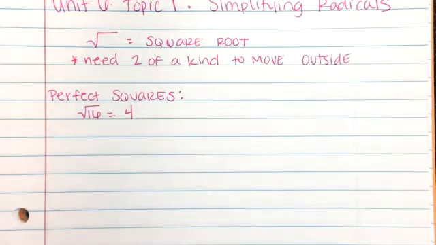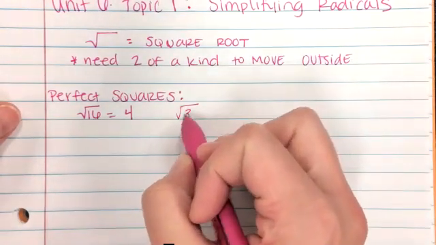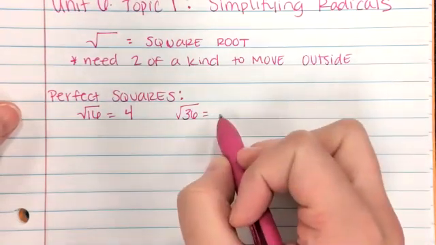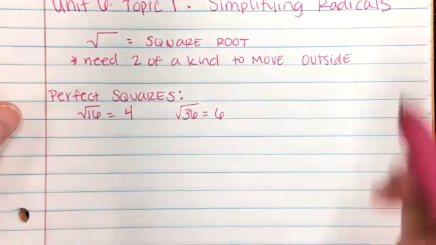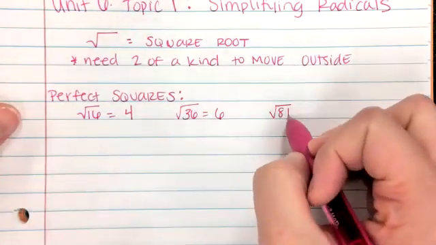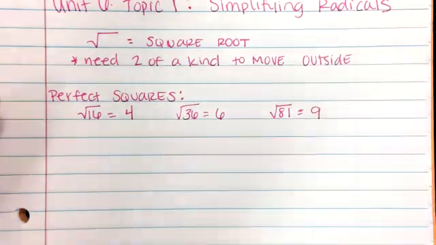What else is a perfect square? 4, 25, 64. Do we see where all these numbers are coming from? 36. Why is 36 a perfect square? Because it's 6 times 6. So the square root of 36 is a perfect square because 6 2 times gives me 36. And what about 81? Is 81 a perfect square? 9. Very good. Okay.